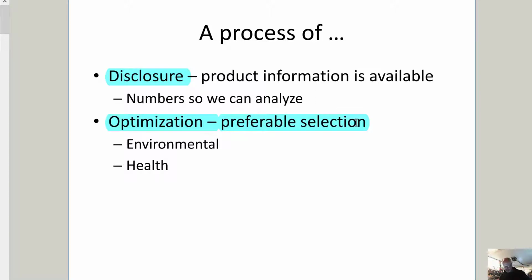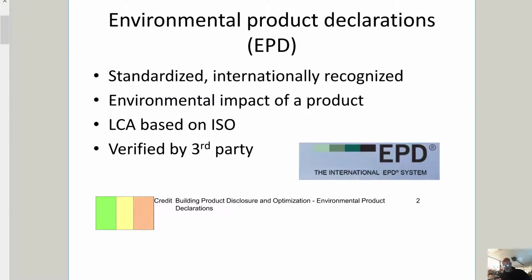All right. So how does this information come out? Well, it's standardized in what we call environmental product declarations, EPDs. And it's really all about the environmental impact of a product using life cycle analysis based on ISO international standards, and verified by third parties. So it's very traceable, very standardized.